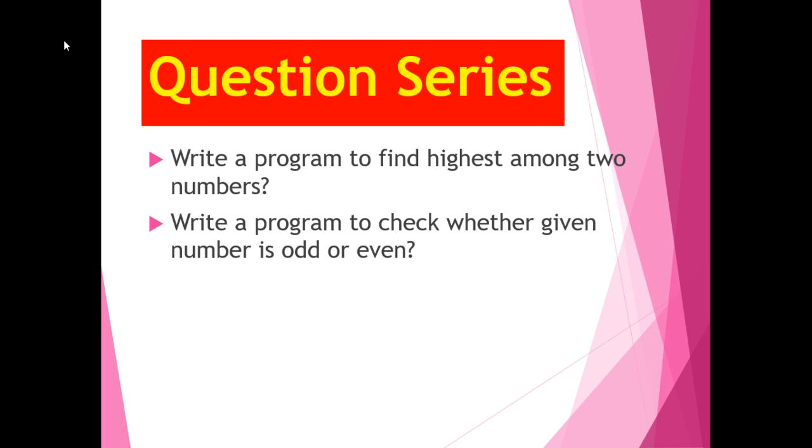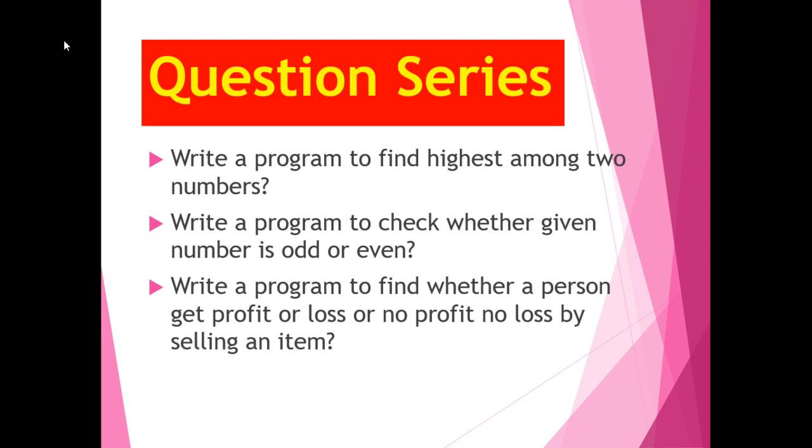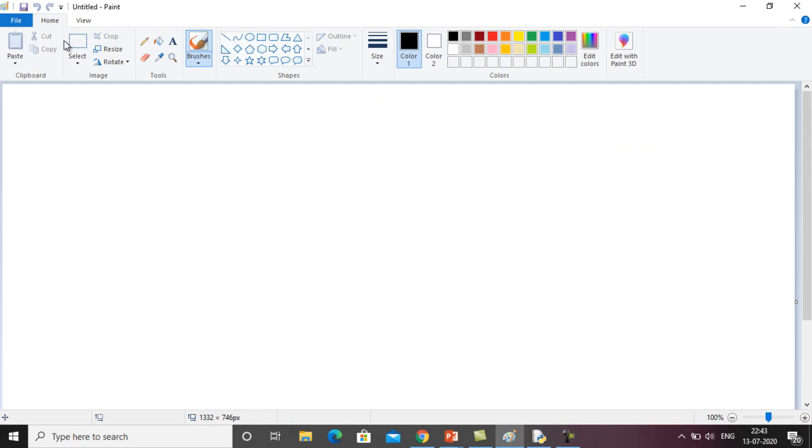Okay, so let's continue our question series, and the next question in our series is: write a program to find whether a person gets a profit or loss, or no profit or loss, by selling an item. So we have to find whether the person gets a profit or a loss, or either no profit or no loss. First of all, we simply make a logic building for it, and then we prepare the program, right? So here I have opened the Notepad Paintbrush application for it.